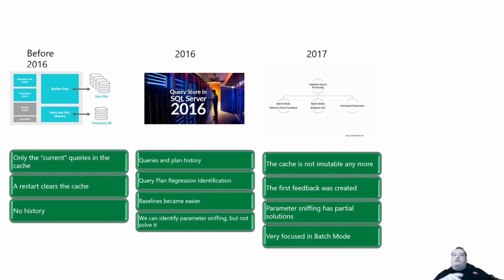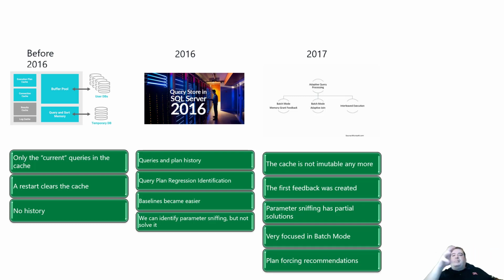But the features created in 2017 were very focused on batch mode. In fact, this difference between batch mode and row mode existed since SQL Server 2012. But this was the first time some features were focused to work only in batch mode and not in row mode. Let's talk a bit more about what this is.